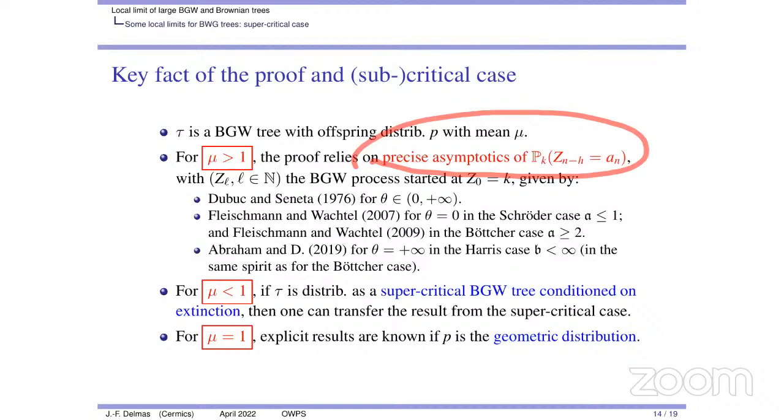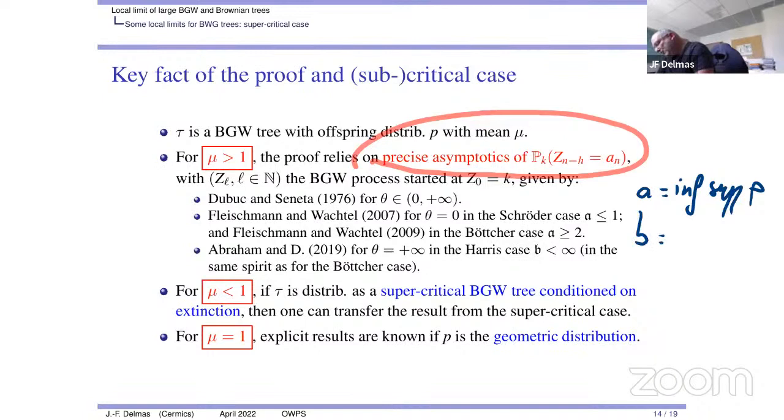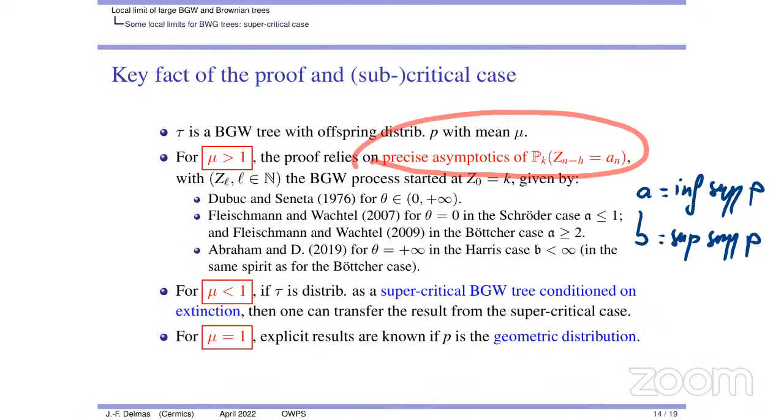Sorry, can you show once more what is A and B? What is it? Okay, so let me recall, it was on the previous slide. A is the infimum of the support of P, and B is the supremum of the support of the offspring distribution. Supremum of what? What does it mean? The support. Support, okay, I see. Thank you.